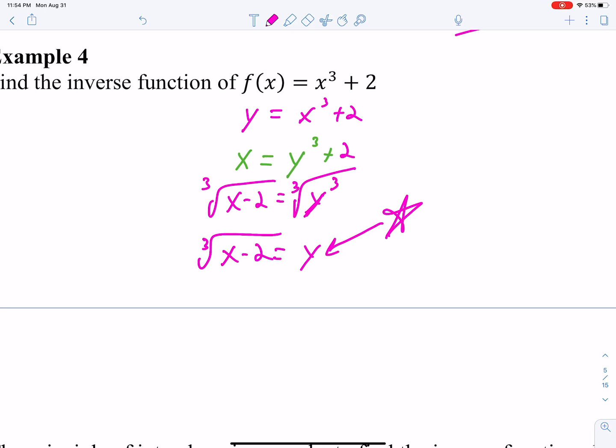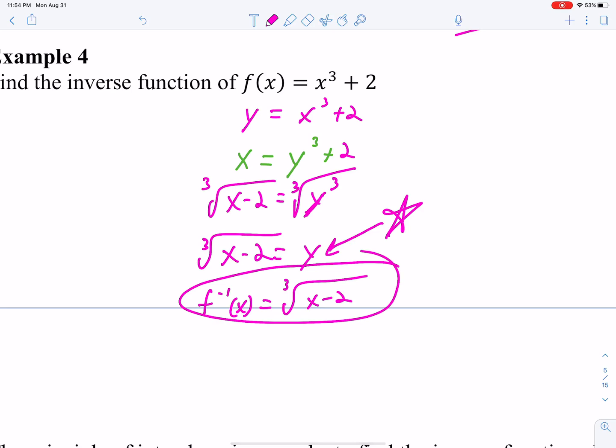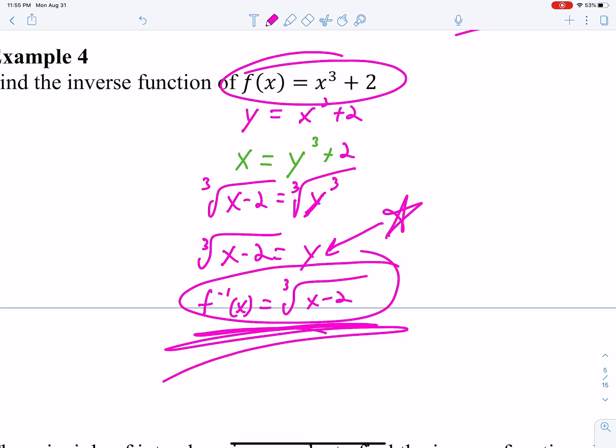Do not leave it as y equals this new equation, because it's not y. This is no longer y. This is the inverse of x equals third root of x minus 2. Okay? That's extremely important. Every single time I teach this class, students mess that up. They'll leave the answer as y equals whatever. I will take a point off for that, because it's no longer y equals. This is y equals up here. This new equation is the inverse. We need proper notation at all times. Okay? Okay. Moving on.